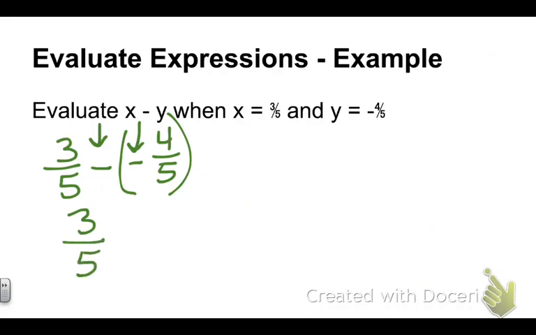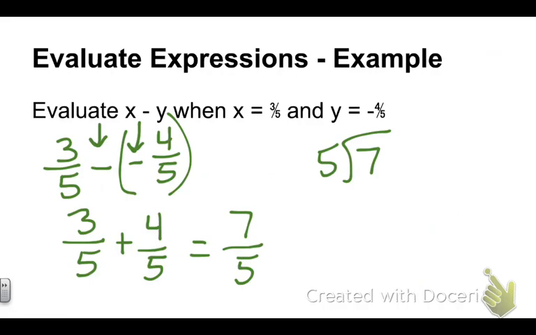So 3/5 plus 4/5, 3 parts out of 5 plus 4 parts out of 5 is going to give us 7 parts out of 5. And how many times 5 go into 7? With 2 left over. So our answer is 1 2/5.